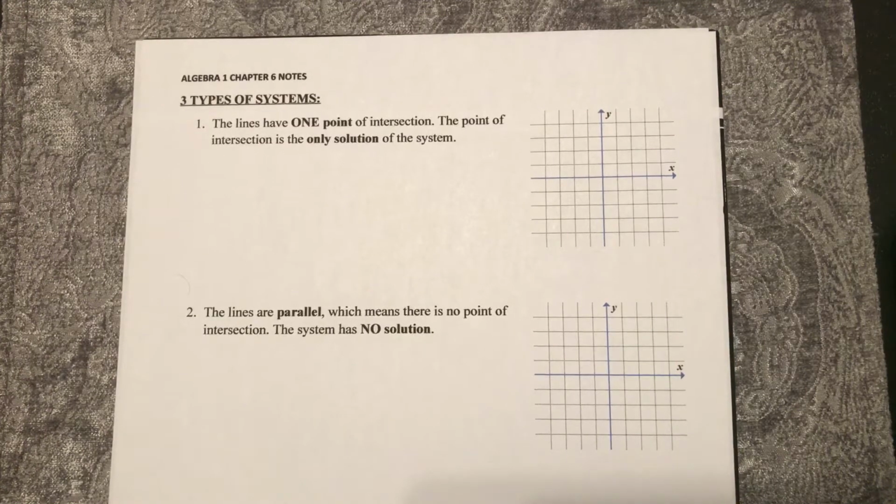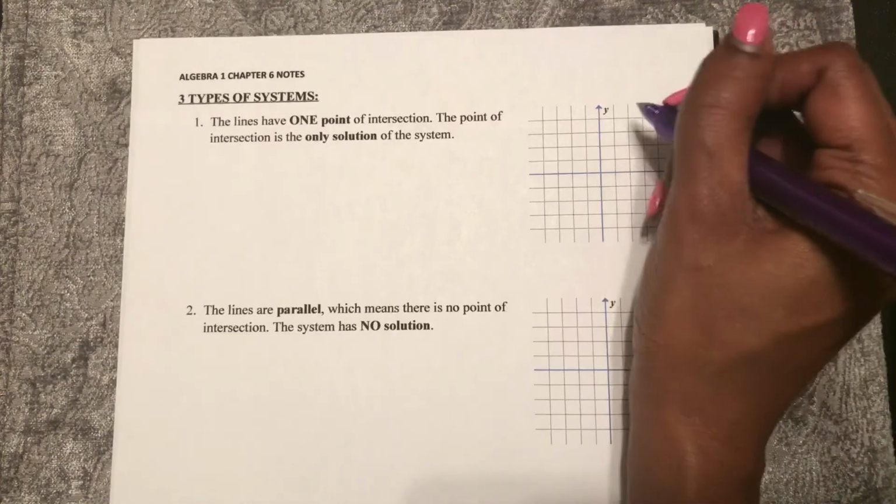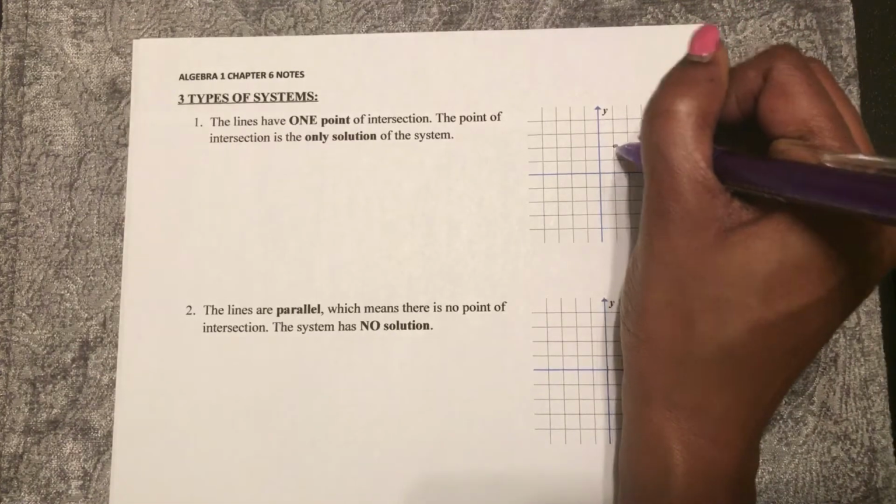So when graphing systems of equations and we're trying to see if they have a solution, there are three types of systems that can occur. For example, lines that have one point of intersection only have one solution. Visually, that will look like one line.